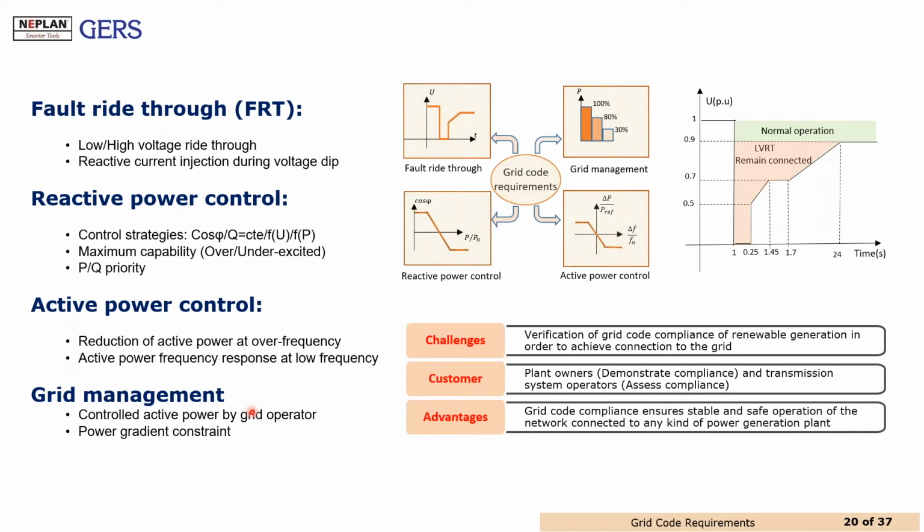The first is the fault ride-through. The fault ride-through is illustrated here. And we have low or high voltage ride-through, which means that the system is able to support the operation of the system even during the fault. And we have here also the reactive current injection during the voltage dip.